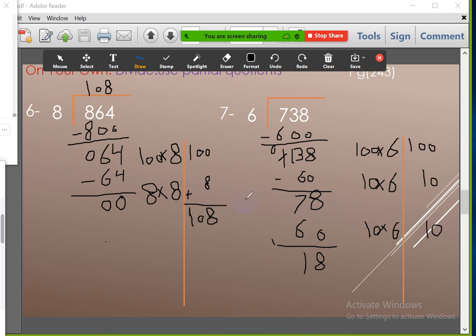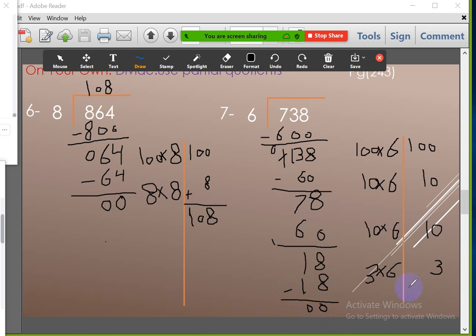18, can I divide it on 6? Yes. Which number I will multiply it with 6? The answer will be 18. It's 3. 3 multiplied 6, the answer will be 18. So I will choose 3. So 18 minus 18, Kinsey, equals 0.